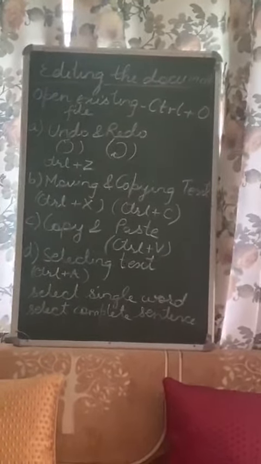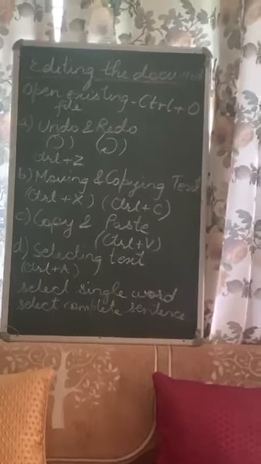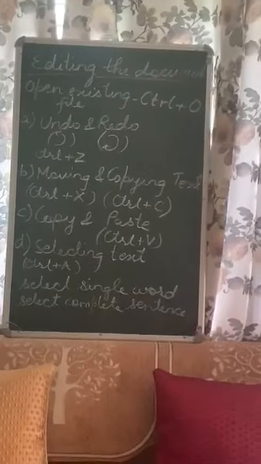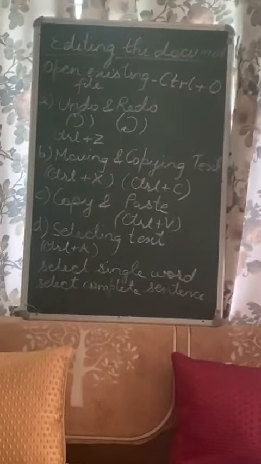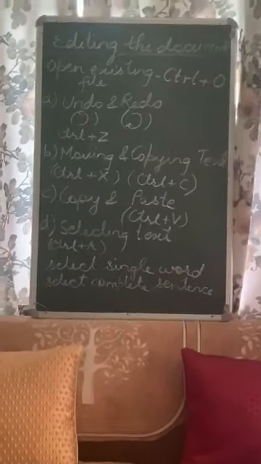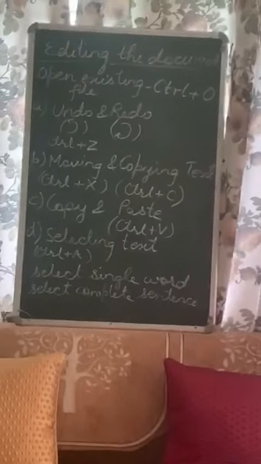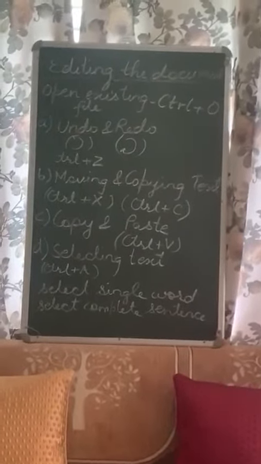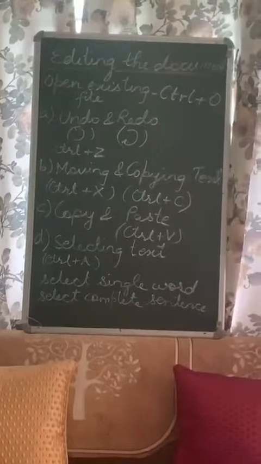Now how to open that already existing file is using Ctrl+O from the keyboard. Now first action is undo and redo. Now what is the difference between these two actions? Undo means coming back to the task that you did, and redo means doing that task again.